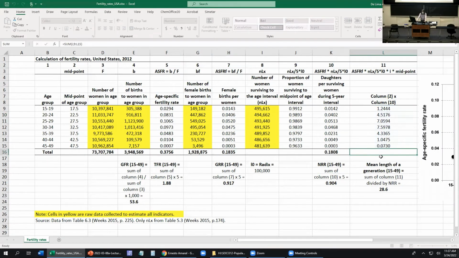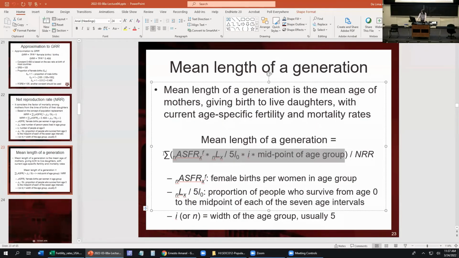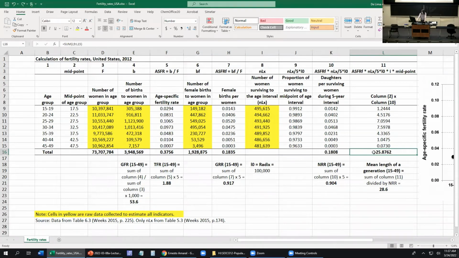I add them all. When I add them all, now I have the full numerator of the formula. Now I have to divide this 25 by the NRR. So I get 25 divided by 0.904. So women are on average 28.6 years old when they have daughters, according to this data here that consider both the chances of having daughters and also the mortality factors.